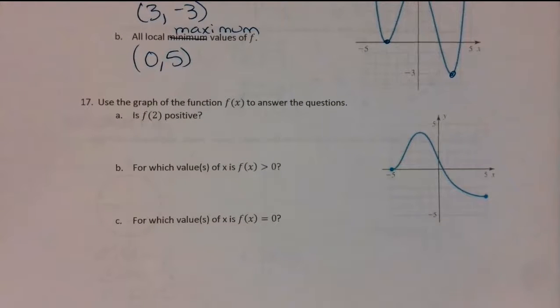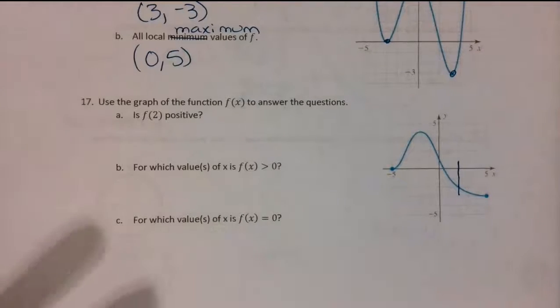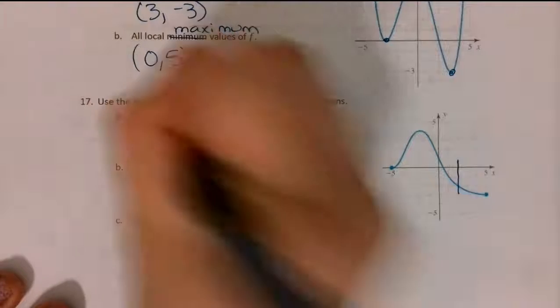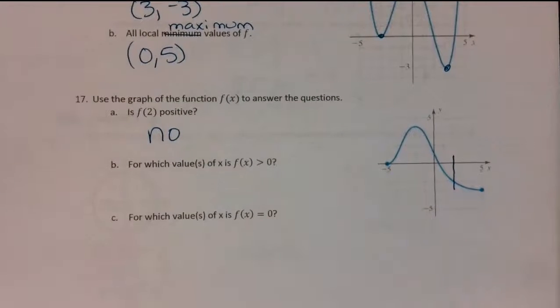Okay. On number 17, it wants me to decide if f of 2 is positive. So that means if I look at the function for the x value of 2, is that positive? It's below the x-axis, so the answer is no. For which values of x is the graph greater than 0?